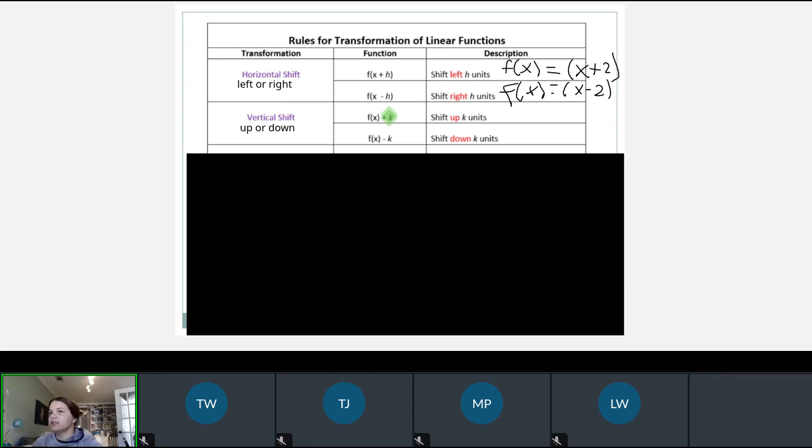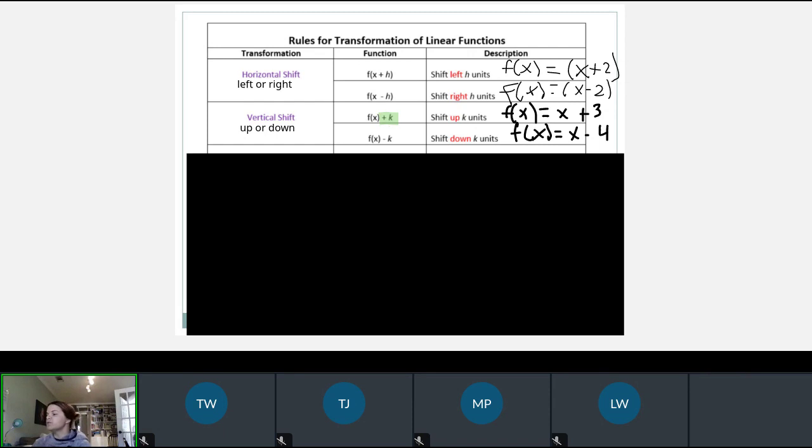So this addition and subtraction that takes place does not happen inside the parentheses. This is not inside parentheses. Okay, so that's the biggest difference there. So if we add, that means we're going to shift our function up. So f of x would equal x plus 3. That would go up 3 units. Notice that the adding or the subtracting is not happening inside the parentheses. It's happening at the end.